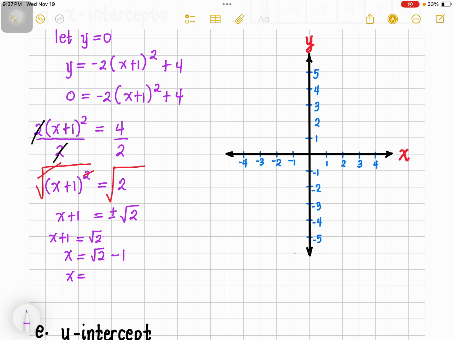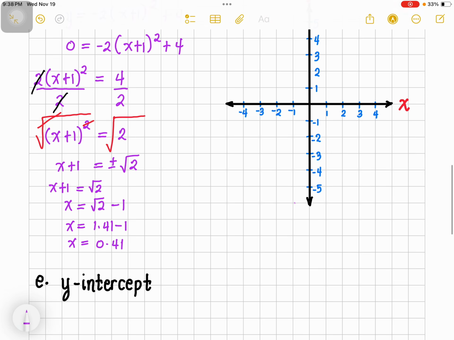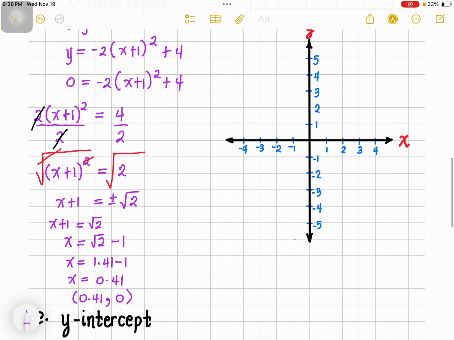Using our scientific calculator, get the exact value of square root of 2. And that is 1.41 something. So in this case, we need to get only the first two decimal places tayo. And that is 1.41 minus 1. So 0.41. Nakuha. So therefore, ang ating first x-intercept will be 0.41, 0. Yung y natin is 0 kasi let y be equal to 0.